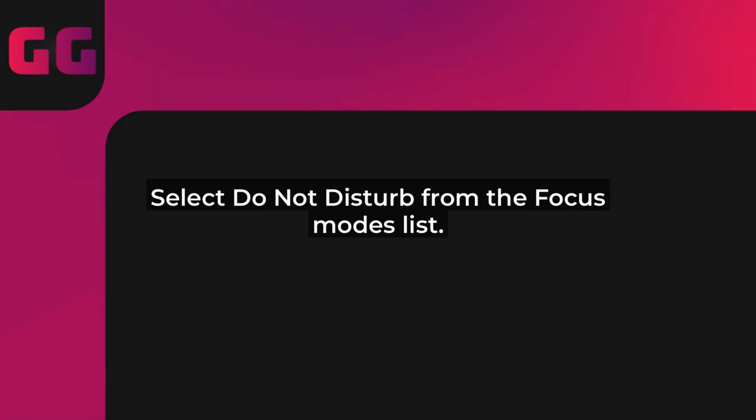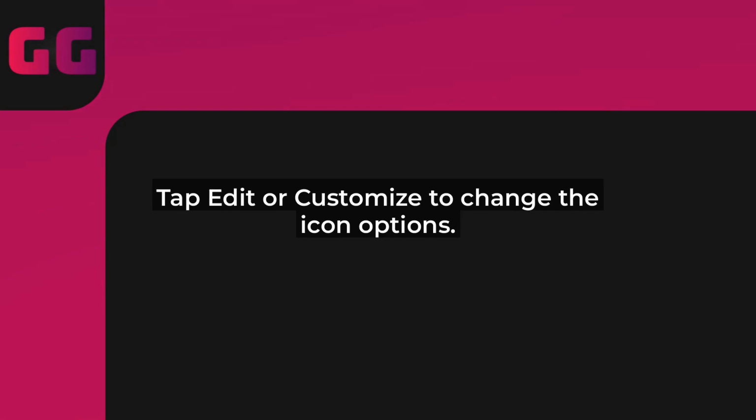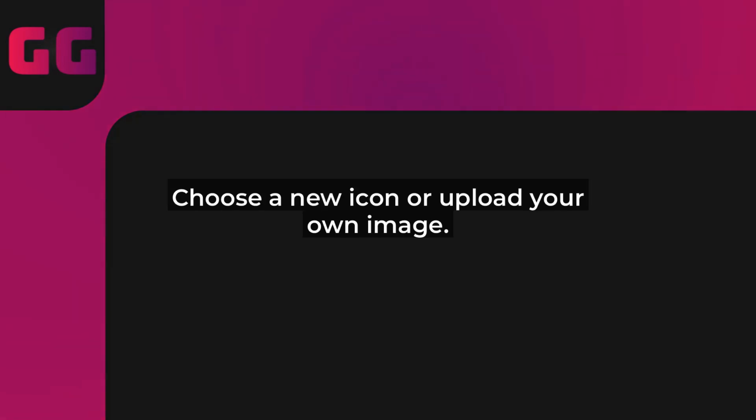Here's the fun part. In 2025, Apple has made icon customization more straightforward. Look for the Customize or Edit button at the top right. Tap that, and you'll see options to change the icon. You might have a selection of pre-made icons or even the ability to upload your own image from your photo library. Select your preferred icon, preview it if available, and hit Save or Done to apply the changes.